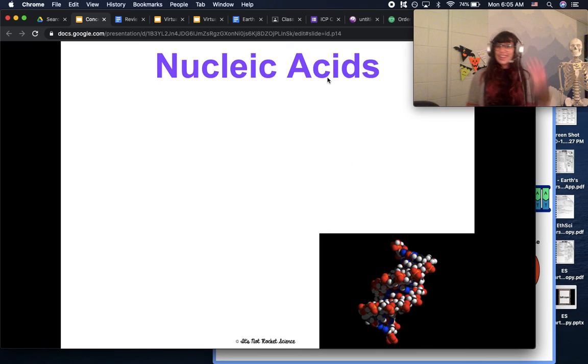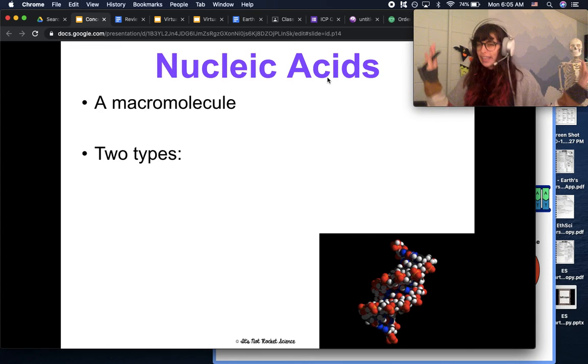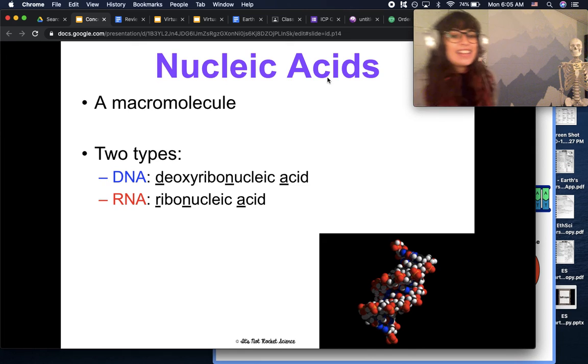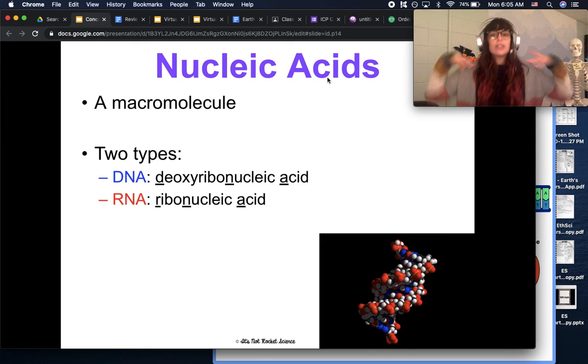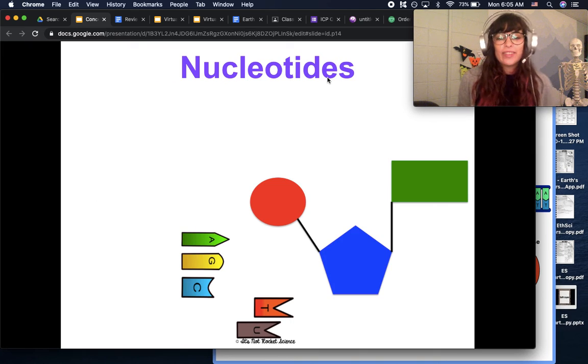DNA is in the category nucleic acid, and that's our 4th macromolecule. There are 2 different flavors of nucleic acid. There's DNA, deoxyribonucleic acid. It gets a special name because the sugar inside of it is deoxyribose. The second flavor of nucleic acid is RNA. It's just plain old ribonucleic acid. So the sugar in RNA is ribose. Not too complicated of a naming method, but pretty hard to spell.